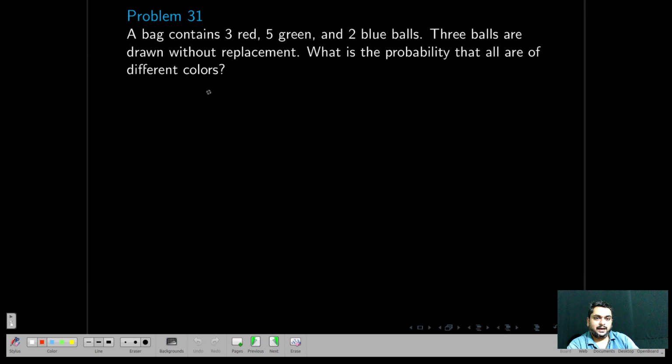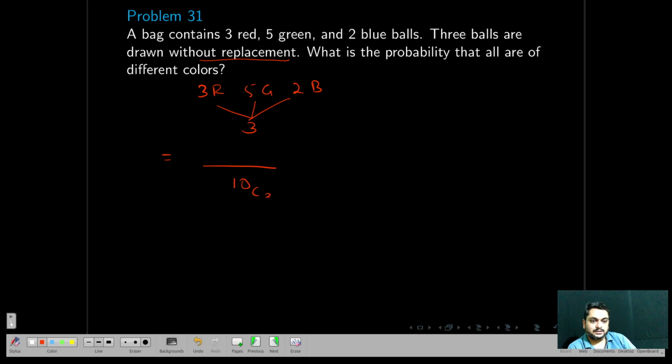Next, a bag contains 3 red, 5 green and 2 blue balls. 3 balls are drawn without replacement. Without replacement, so it's a combination problem. What is the probability that all are of different colors? How will you do this? 3 balls I have to choose, so out of how many?